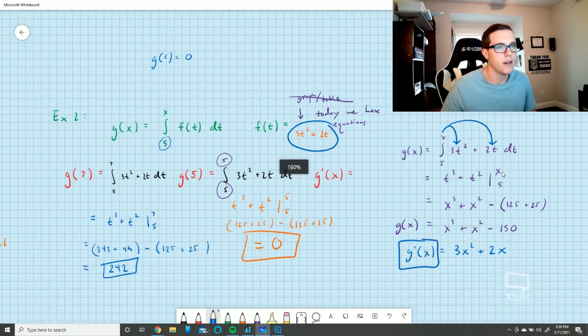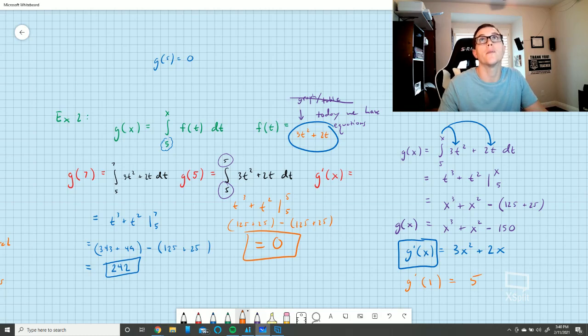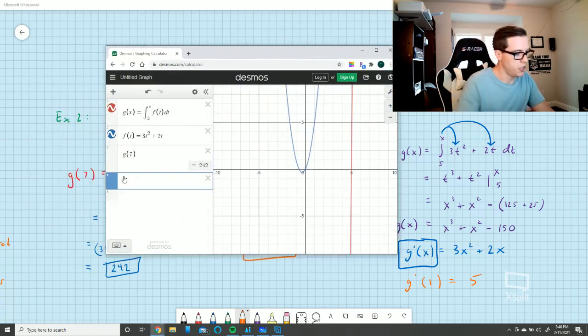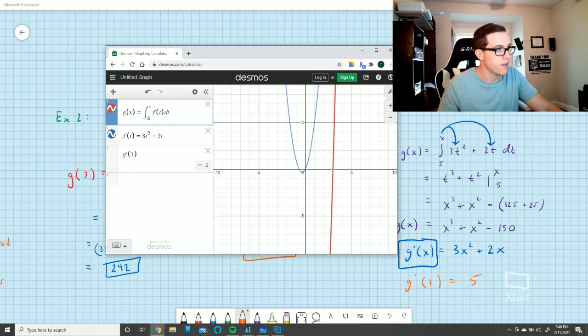There's a lot there. Again, just be careful with the calculation. And then finally, g prime, what did I ask? 1. It's just 3 plus 2, which is 5. And we can see that Desmos can probably confirm this for us. G prime of 1 is 5. And again, it does not matter what this bottom bound is. Watch, that value is not going to change even if I change this value.